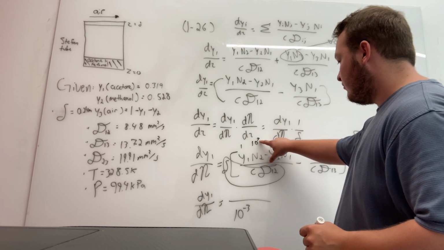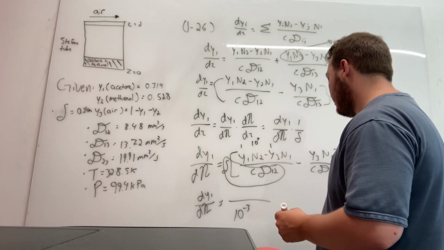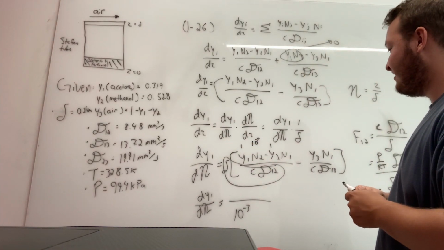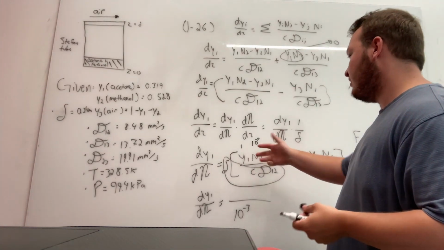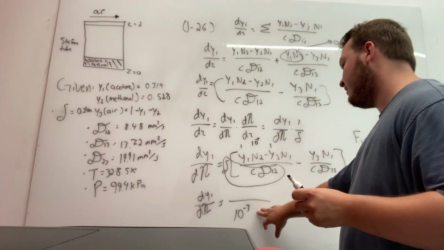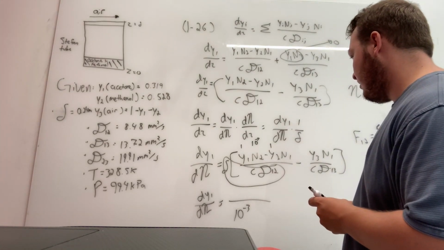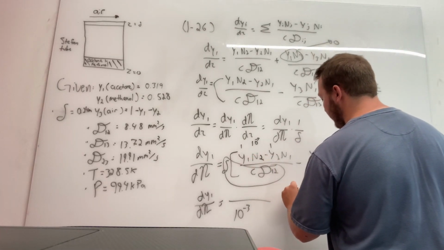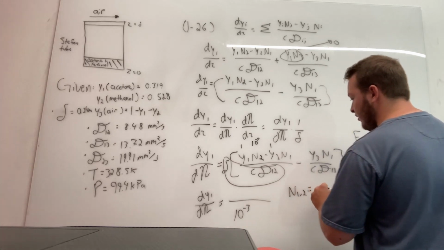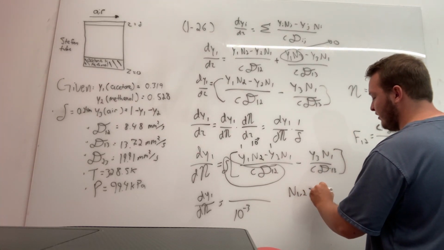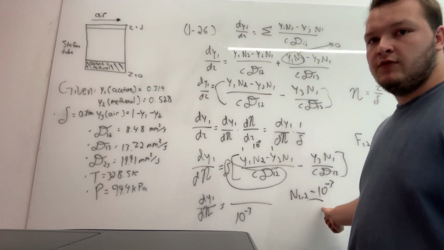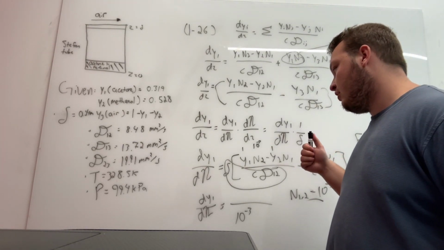Sorry, 10 to the negative 3. So that would be equal to 1. So say it's 10 to the negative 3 minus 10 to the negative 3 all over 10 to the negative 3. That would be equal to 1. So because of that, we can say that N1 and N2 both have a magnitude of 10 to the negative third. Okay, so now that we found this, that's the scaling. We can move on to the coding part of this.